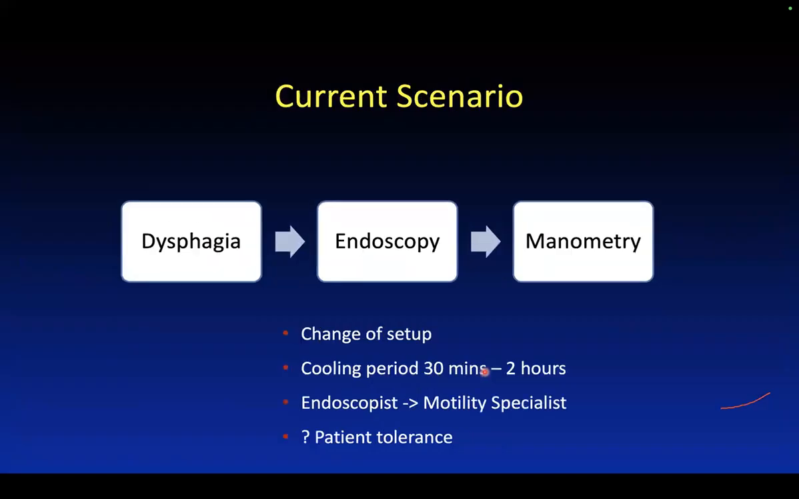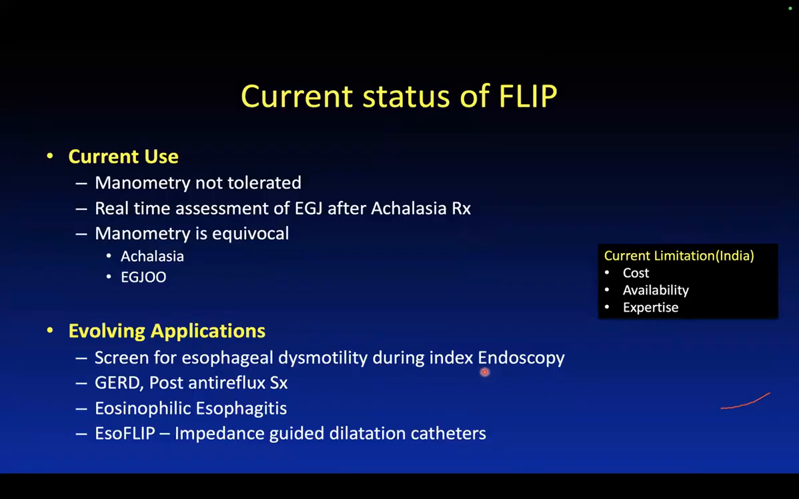So the problem in the Indian setup, obviously, there are a few limitations in India. First, obviously, is the cost, the availability, and the expertise. Obviously, the expertise will only come when the availability and the costs are taken care of. Currently, EndoFLIP is used routinely in the Western centers where manometry is not tolerated, for real-time assessment of the esophagogastric junction after achalasia treatment, and in cases where manometry is equivocal, like achalasia or EGJ outflow obstruction. These are situations where definitely an EndoFLIP is almost always used.